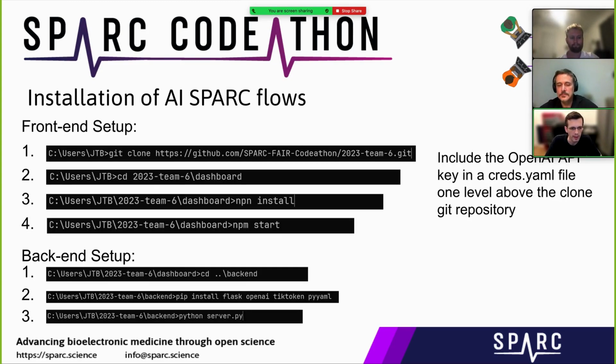The dashboard is implemented with a Flask backend and a React frontend. To install it, simply clone the Git repository, then navigate to the dashboard directory, then run npm install and npm start. For the backend, navigate to the backend directory. Make sure you have the Python library prerequisites installed through pip, including Flask, OpenAI, TikToken, and PyYAML. Then start the server by running python server.py. Make sure you have your OpenAI API key in the directory above the GitHub repository.